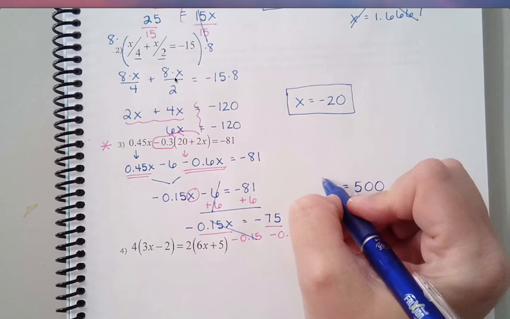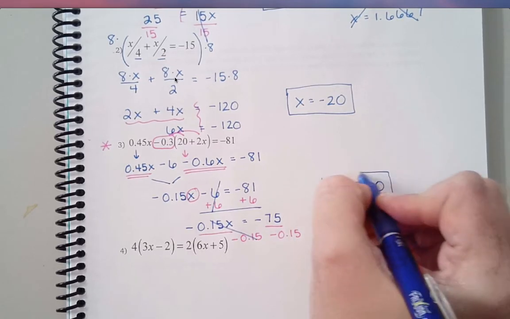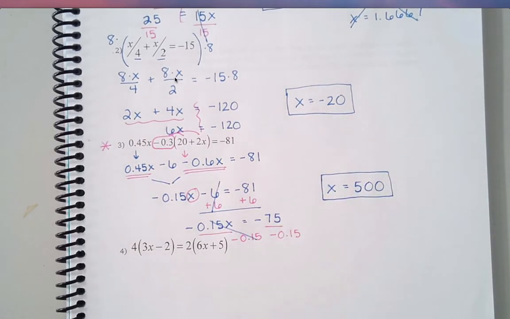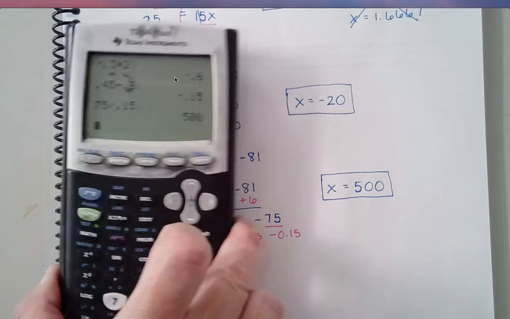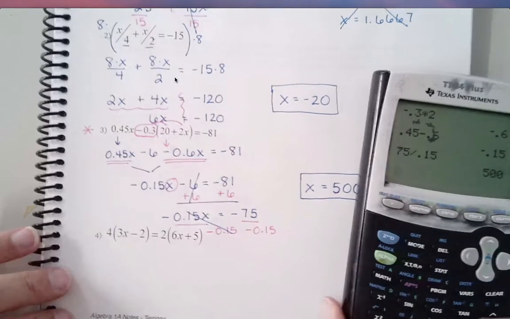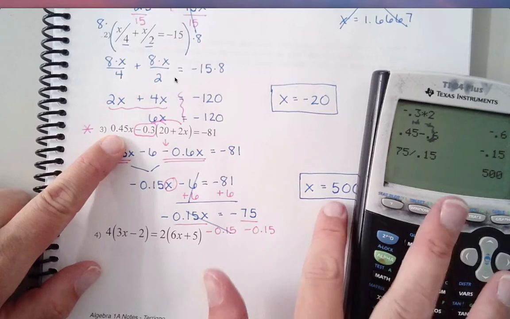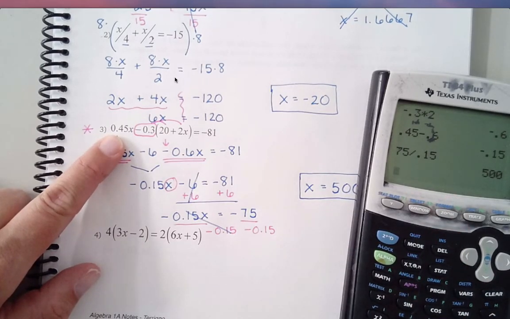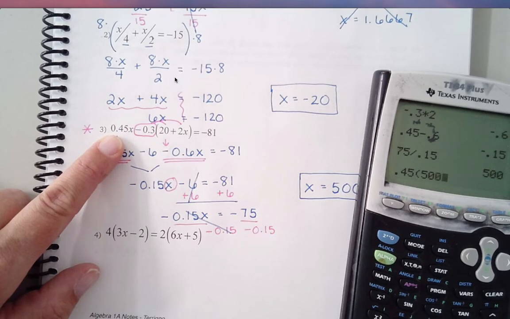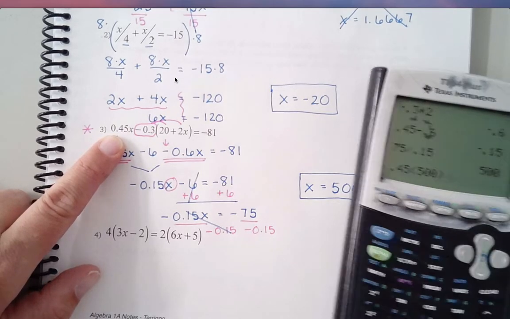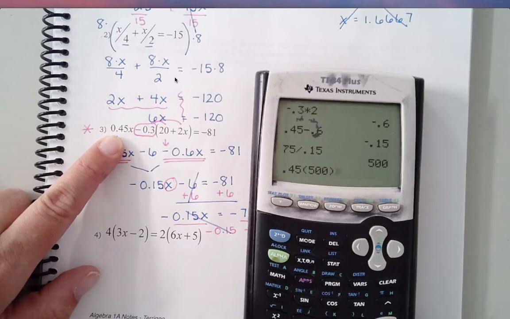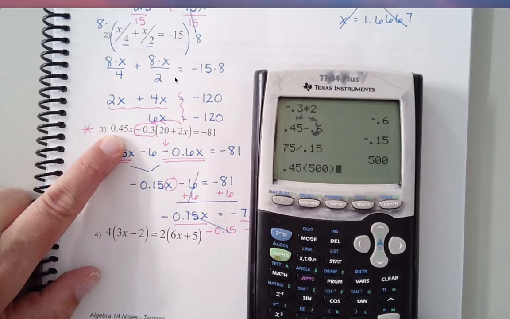Now that one was maybe a little bit trickier to get to the final answer on, so maybe we need to go back and check our work, okay? So here's what I'm going to do. I'm going to look at that original equation, but anywhere I see an x, I'm going to replace it with a 500. So I'm going to go 0.45 times 500, and notice how I'm putting it in parentheses every time when I put it in the calculator, okay? That's just a good habit to get into.